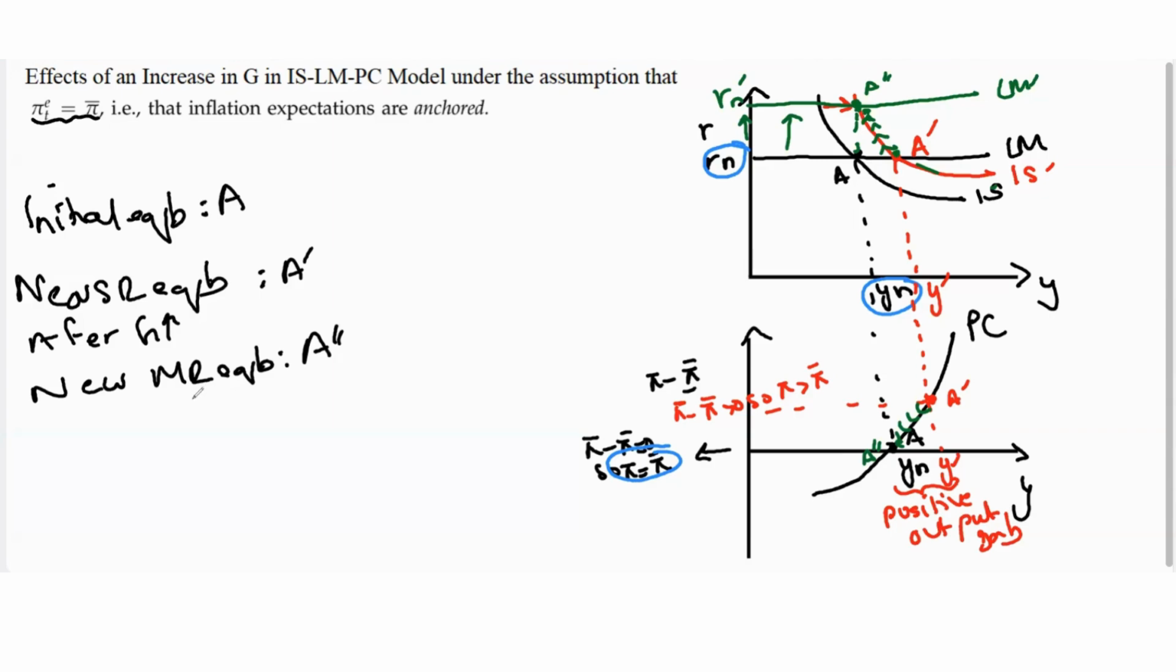Something else to keep in mind over here is that we will have similar effects if the IS curve shifted to the right for reasons other than an increase in G. Although here we analyze graphically the effects of an increase in G, the results would be similar whether the IS curve has shifted towards the right for other reasons as well.